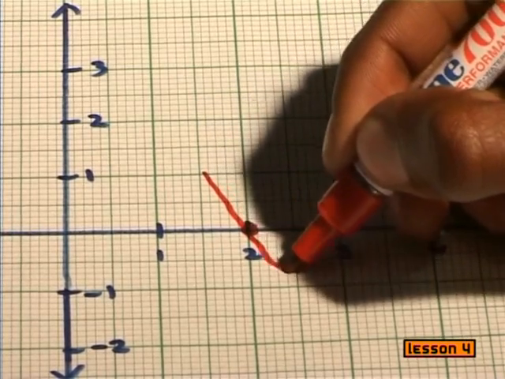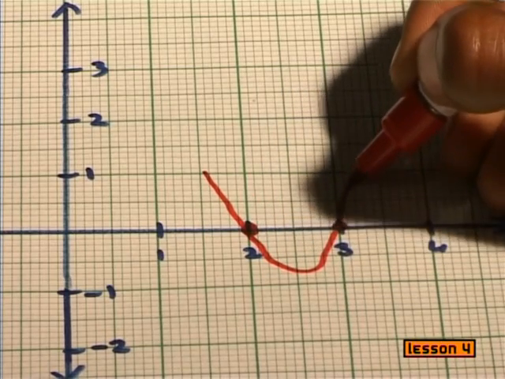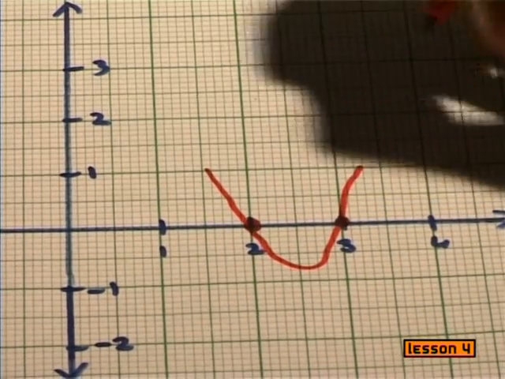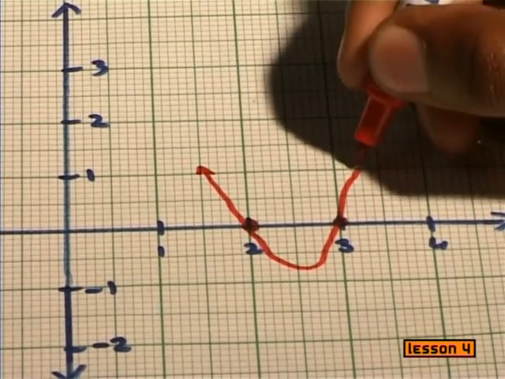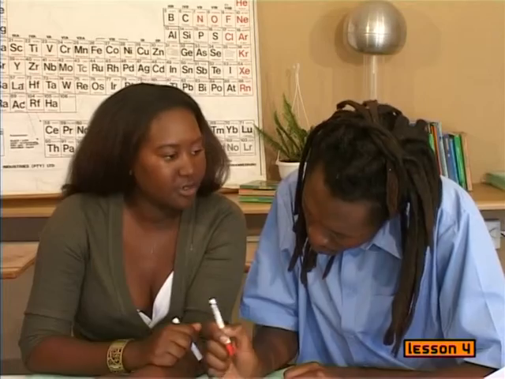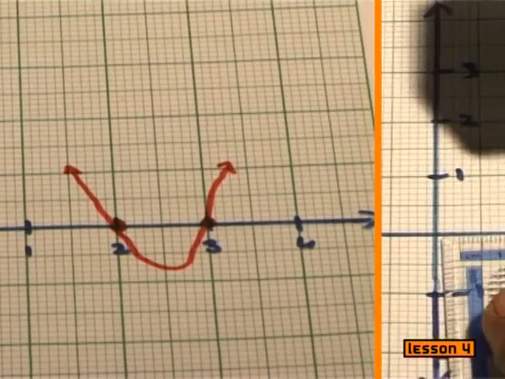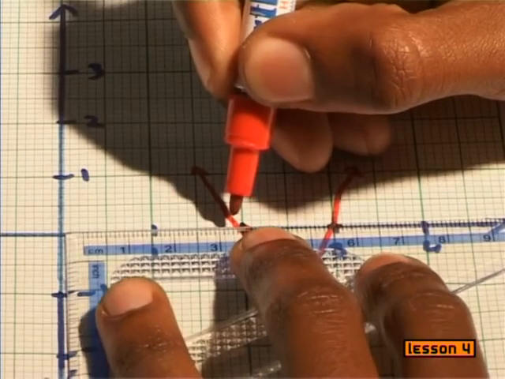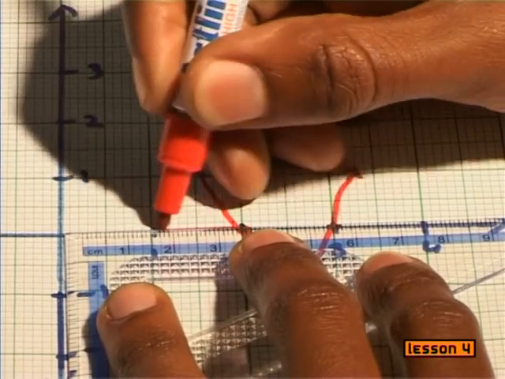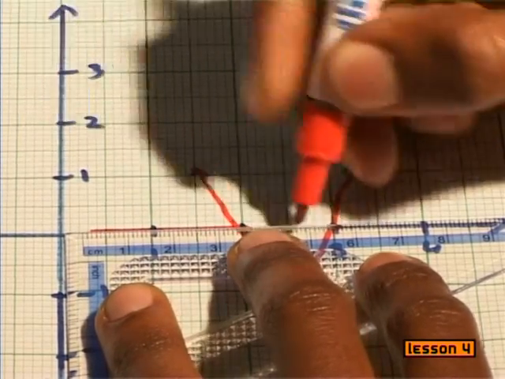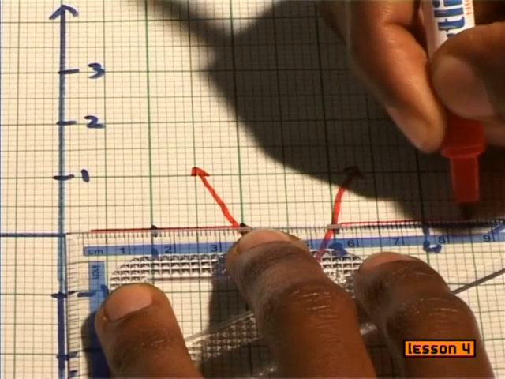I've already marked the x-intercepts, so all I need to do is draw a parabola that is the right shape and goes through these points. Good. Now have a close look at the graph. Can you see from the graph for what values of x the function is positive? In other words, for what values of x is the graph above the x-axis? The graph is positive here, where x is less than 2. And here, where x is greater than 3.